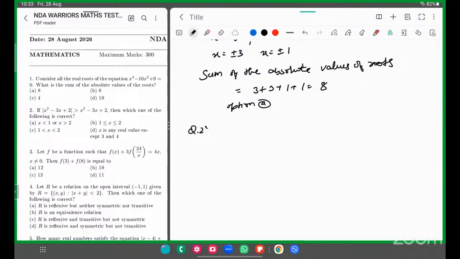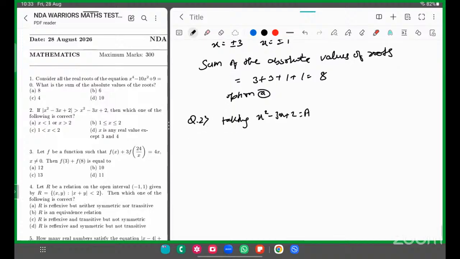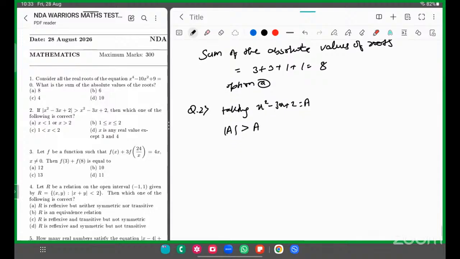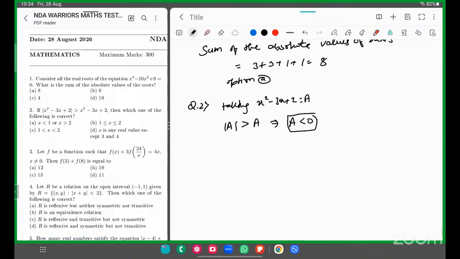Question number 2. Suppose both the quadratic equation values are same: x square minus 3x plus 2. Taking x square minus 3x plus 2 equal to some constant value a. So they have given like this, mod a is greater than a. What does it mean? This implies a is less than 0. Okay, always remember this.